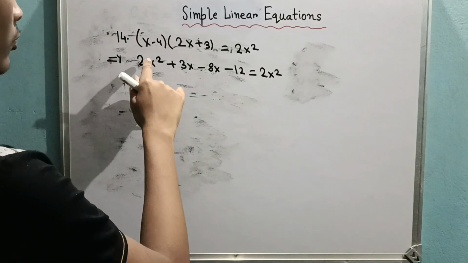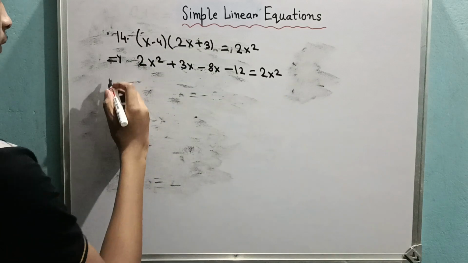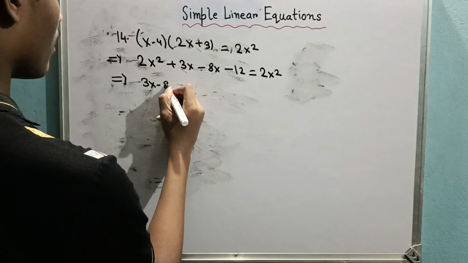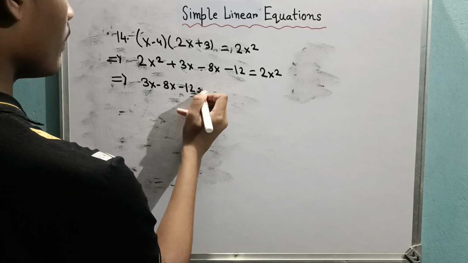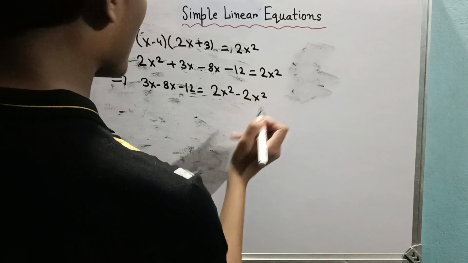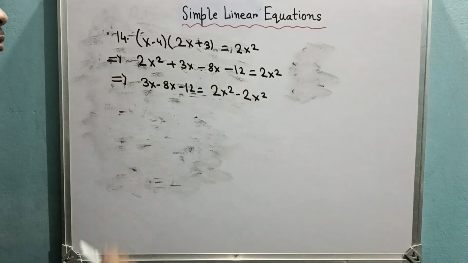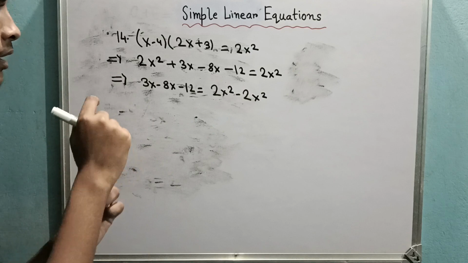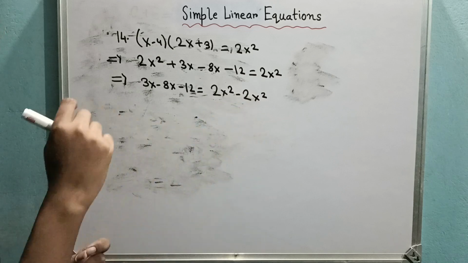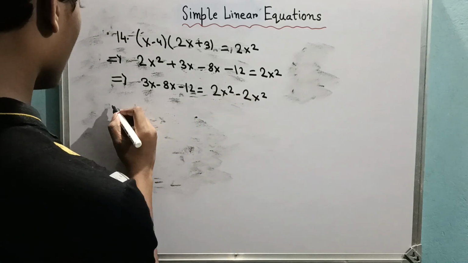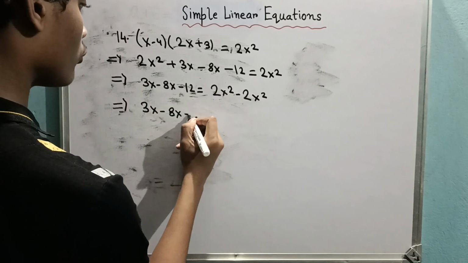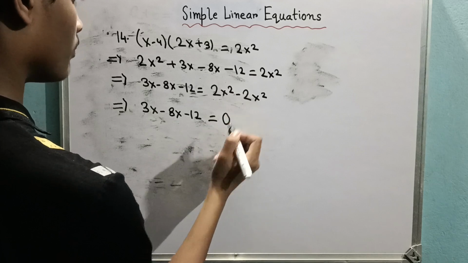So guys, we can see here that 2x square is there on both the sides. So what we can do? 3x minus 8x minus 12 will be equal to 2x square minus 2x square. I will advise you that when you see the same term on both the sides, the sign of the term being the same, just cancel it out. It's much easier. Showing it like this takes a bit more time. So here 3x minus 8x minus 12 will be equal to 0.